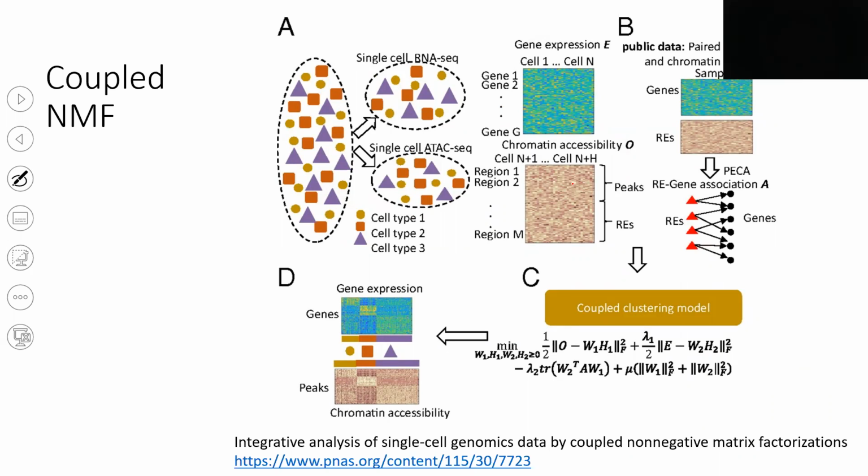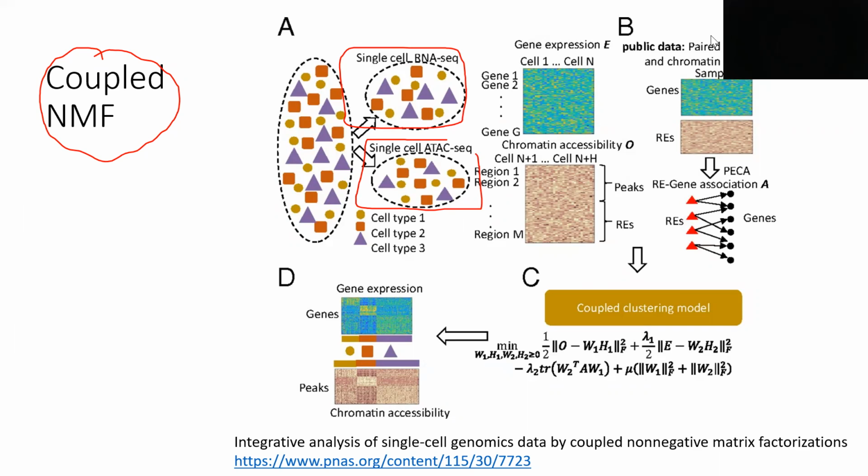Okay, a different algorithm is called coupled NMF, non-negative matrix factorization. In this case, it's a different solution. It's not manifold alignment based. It considers single cell data, and also, for the same population, single cell ATAC-seq data. So you have two matrices, and it applies non-negative factorization to both matrices at the same time.